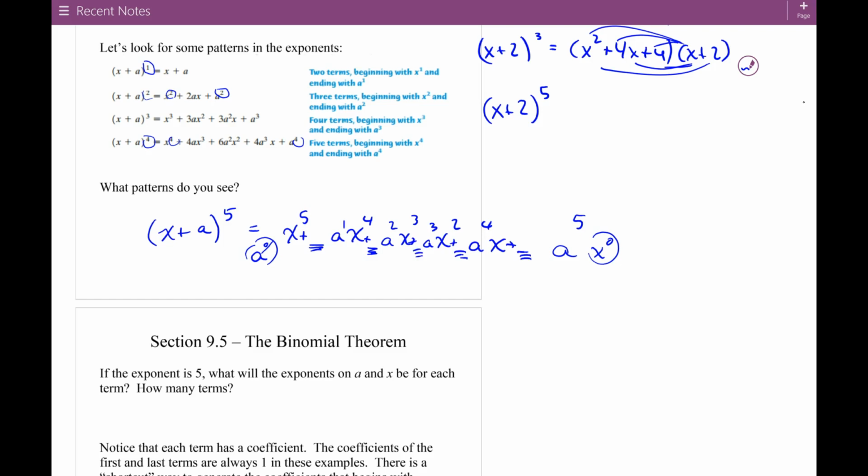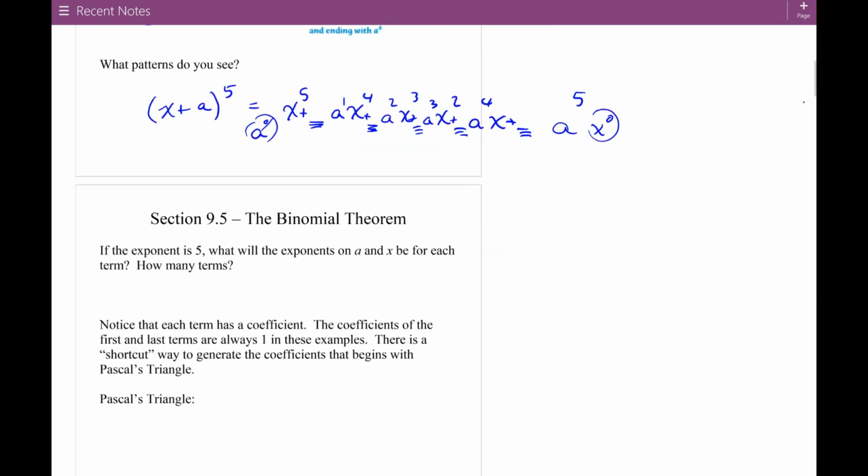That's called the coefficient. So if the exponent is 5, we'll say the exponents on the terms are x to the 5th, and then ax to the 4th, a squared x cubed, a cubed x squared, a to the 4th x, and a to the 5th. So those will be the exponents on the a's and the x's.